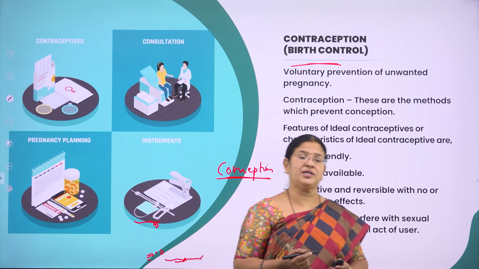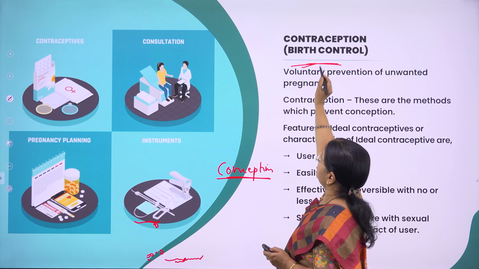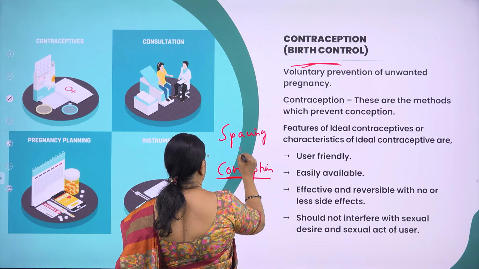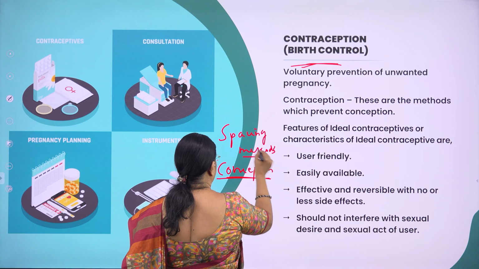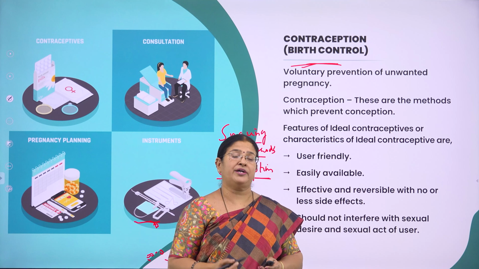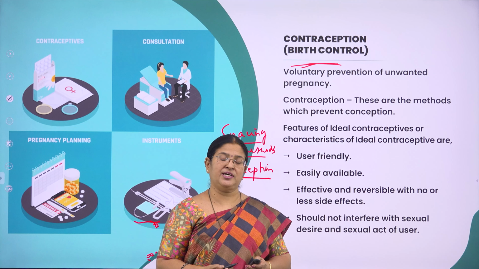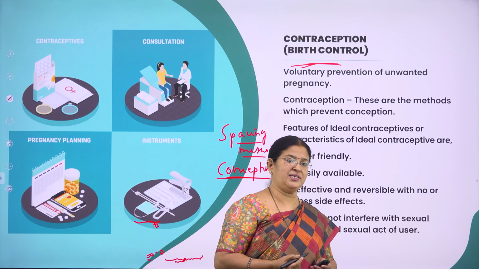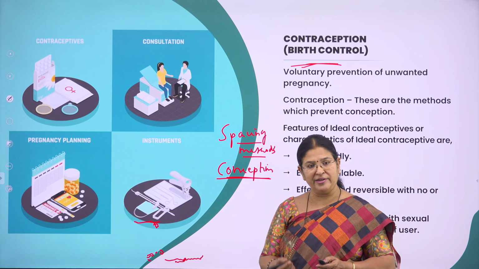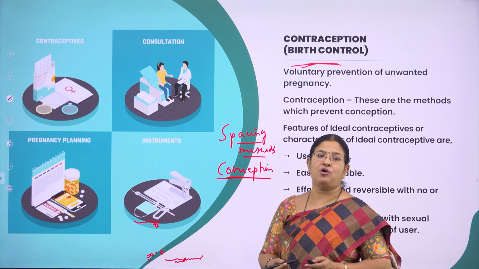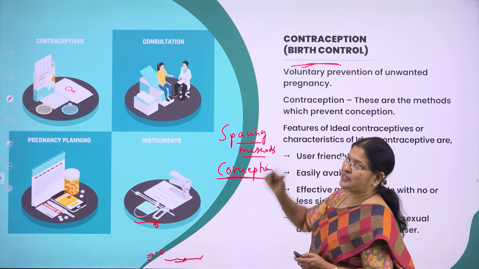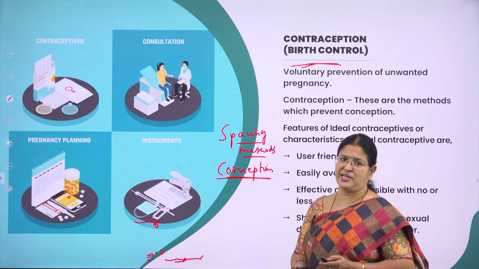Contraceptive methods can also be called birth control methods, or spacing methods. You can also define contraceptive methods as the voluntary or deliberate prevention of pregnancy after the sexual act. So contraceptive methods, or birth control methods, are the methods used voluntarily or deliberately to prevent pregnancy after sexual activity.